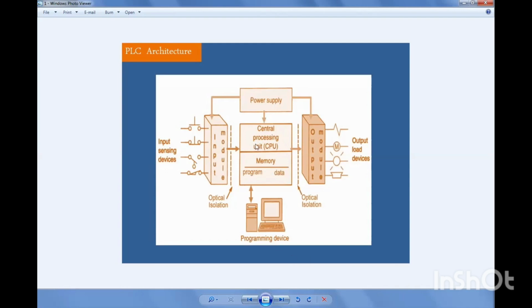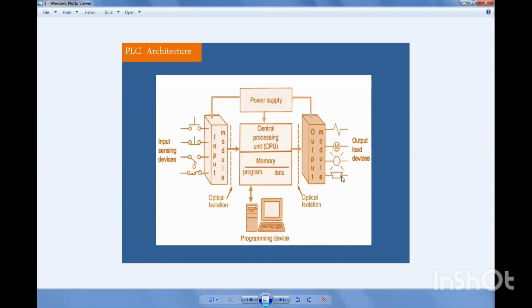Before that, let's have a look at the power supply. It is used to power the CPU and other field devices, right? It is a source, giving power to all the devices. And let's have a look at the input and output module. What does this mean?